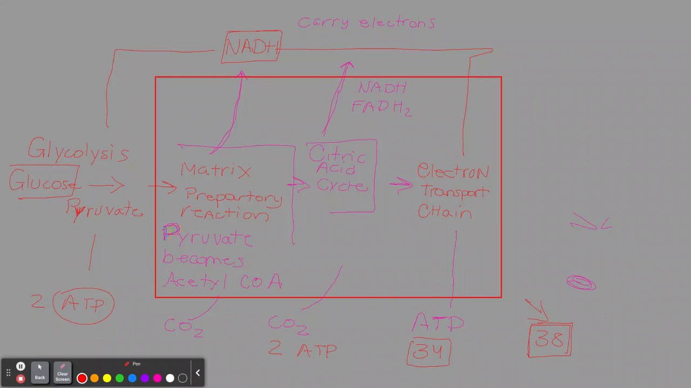So in the next videos, we're going to talk about each one. We'll talk about the preparatory reaction stage, then the citric acid cycle, and then finally the electron transport chain.